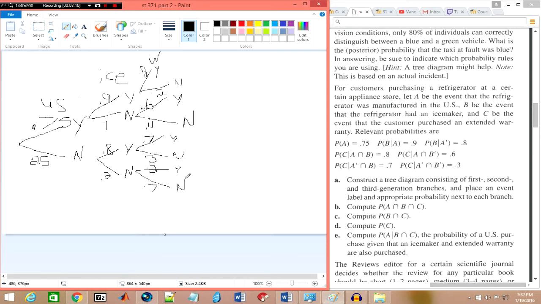And now I got to copy it, so just give me a second. I don't have enough room. Fuck you, paper. I see how it is.